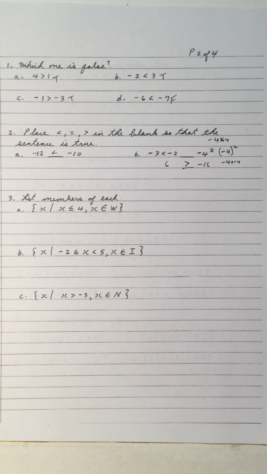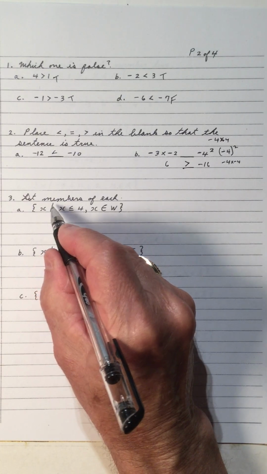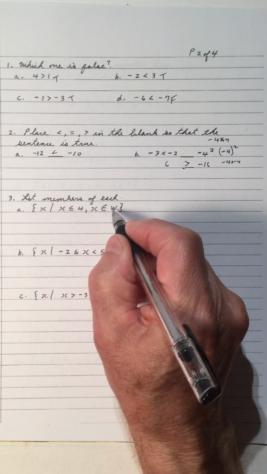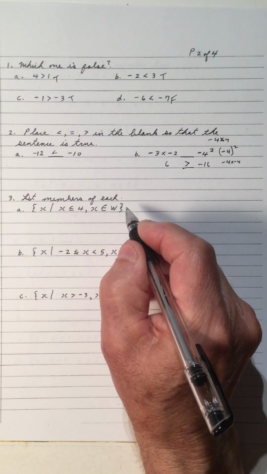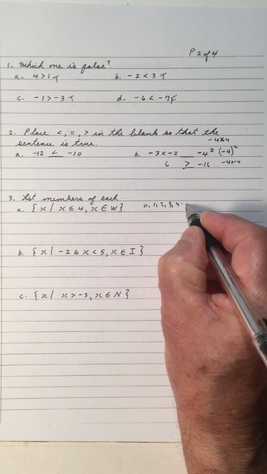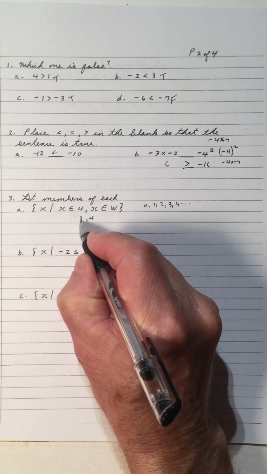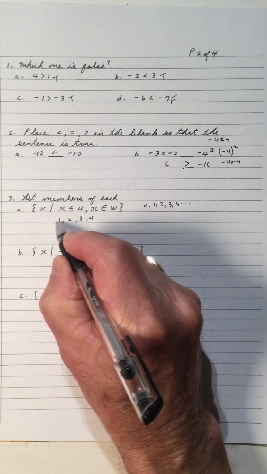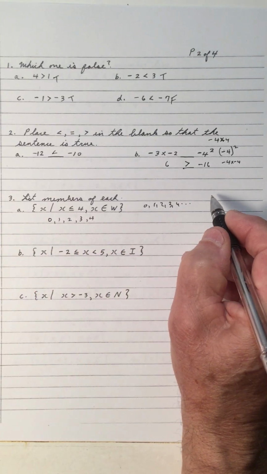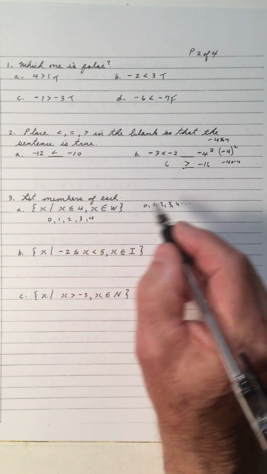Number 3, list the members of each. And this is set builder notation. This is a set of all x such that x is less than or equal to 4, where x belongs to the whole numbers. The whole numbers are 0, 1, 2, 3, 4, etc. So less than or equal to, so we have a 4, then we have a 3, then a 2, then a 1, and whole numbers contain the 0. So that's the whole numbers that belong to this set.